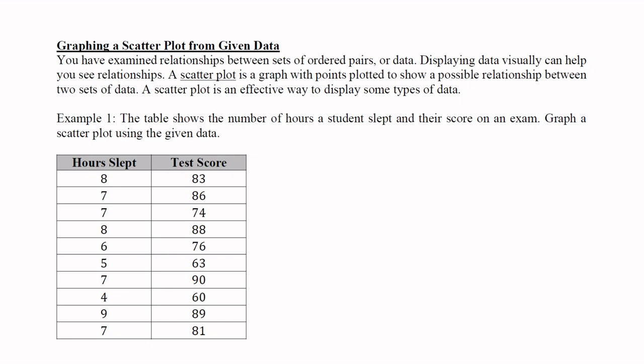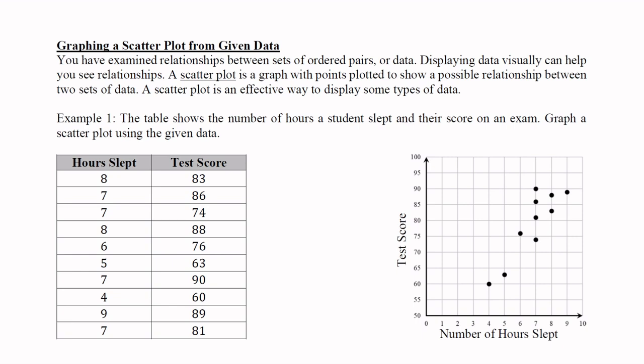So for our first data point, we would have the ordered pair (8, 83). So you would go over 8 on the x-axis, go up 83 on the y-axis, and plot your point. And you would do that for all the points, and you would get a graph that looks like this. And so this is our scatter plot of the data of the number of hours a student slept and their score on an exam.